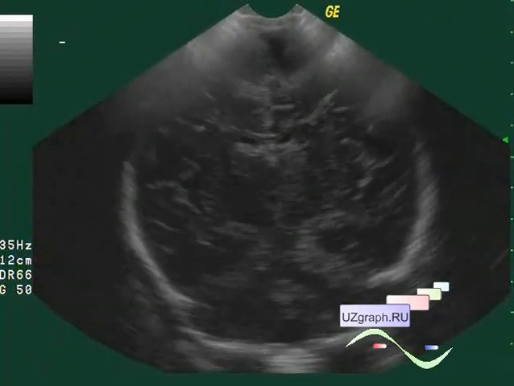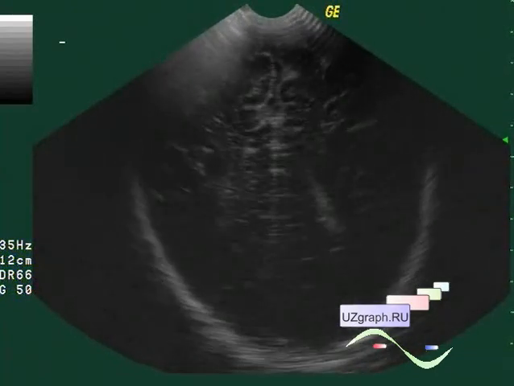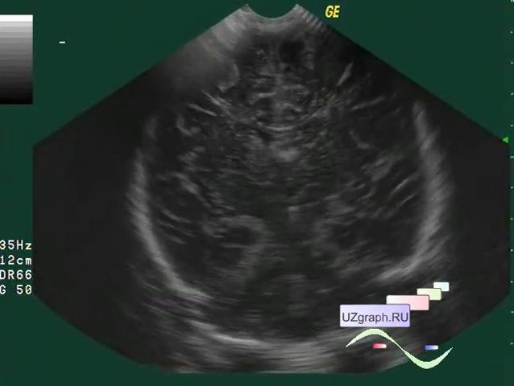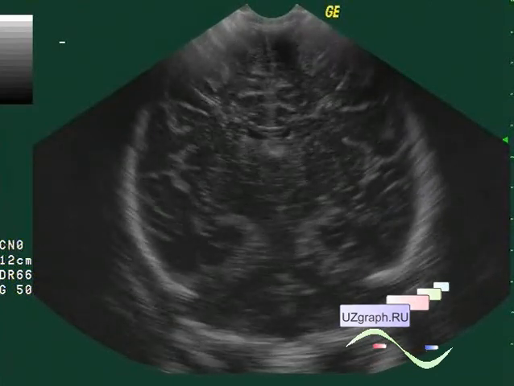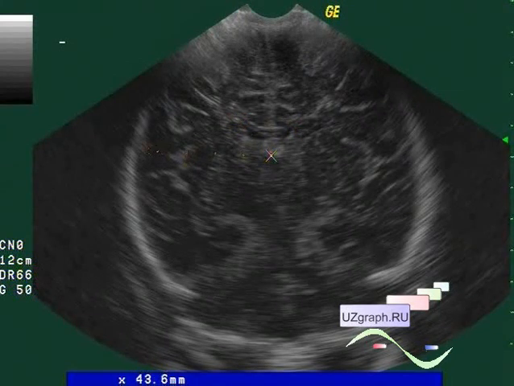Standard measurements include measurement of lateral ventricles and hemispheres, which can be single ventricular width, combined ventricular width, and ventricular depth, and hemisphere width. All of these measurements are made in transverse view.